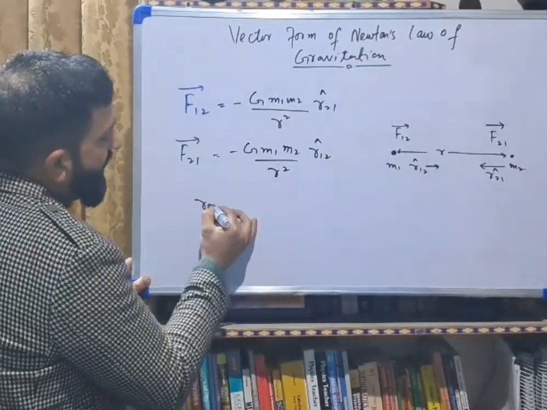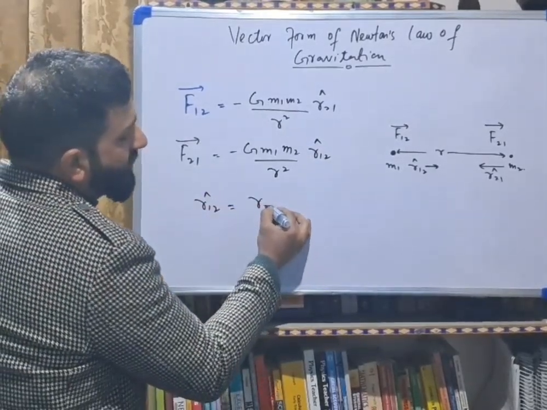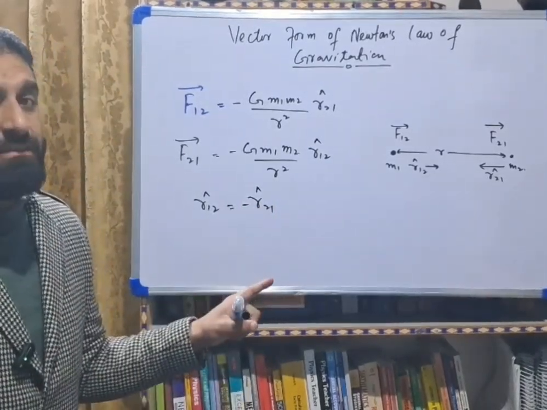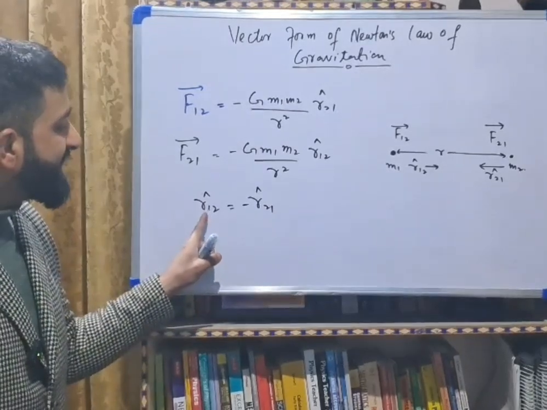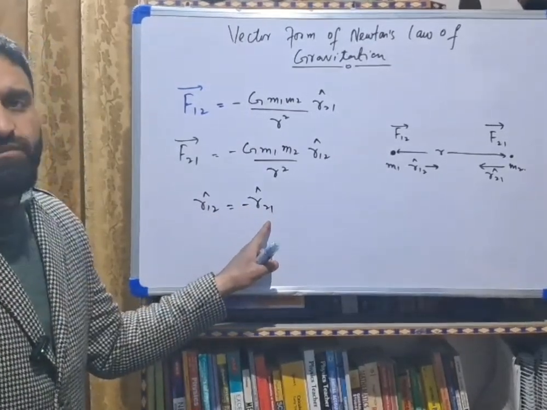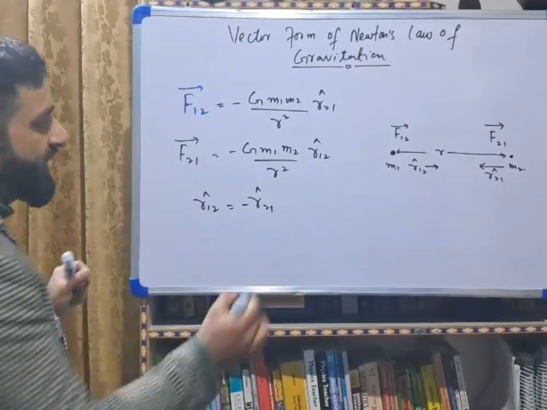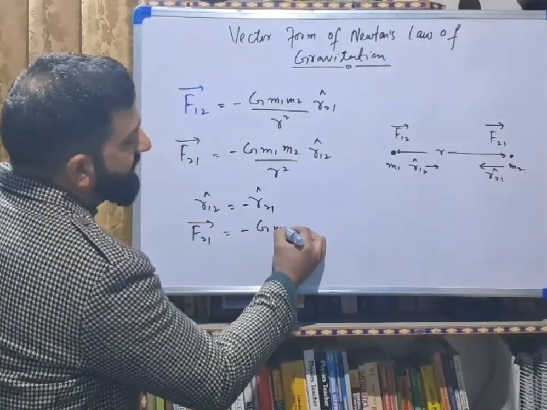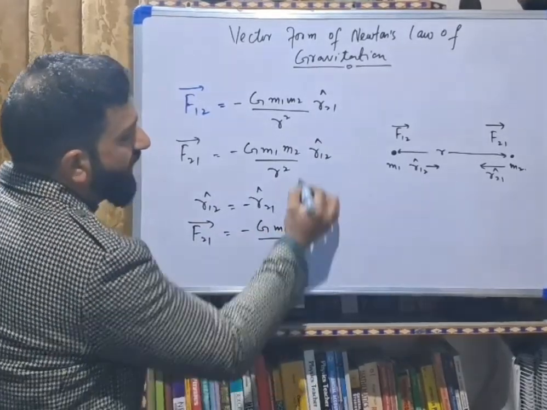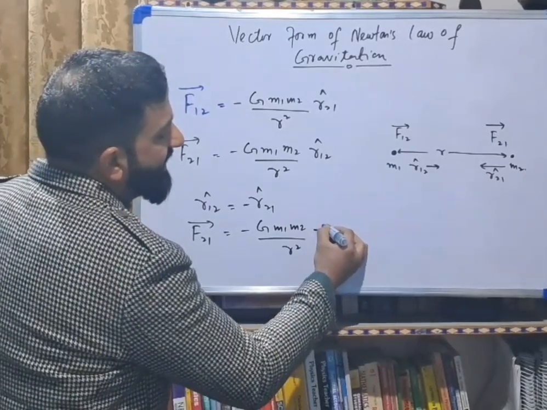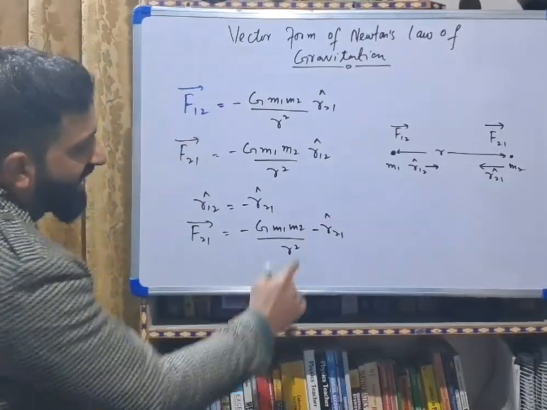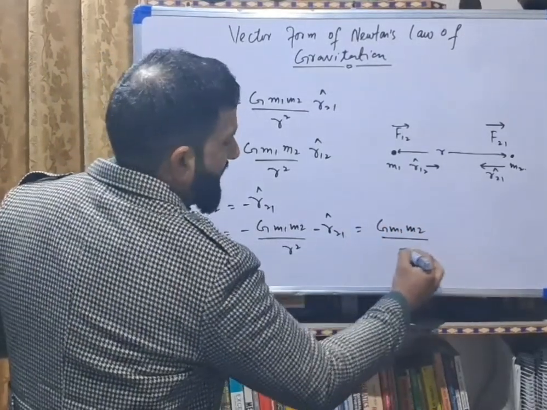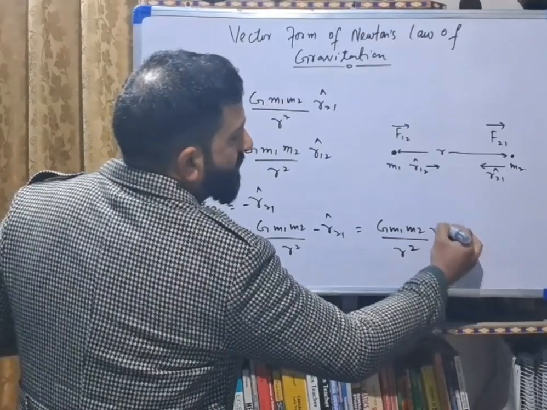Now, r12 unit vector is equal to r21 with a negative sign. As these two are unit vectors, the same in magnitude but opposite in direction, we can say that r12 is minus r21. So we can substitute either of the two. Let us take r12. So here F21 is equal to minus G m1 m2 divided by r square. In place of r12, we will take minus r21. That means minus and minus gives us a plus, that is G m1 m2 divided by r square r21.